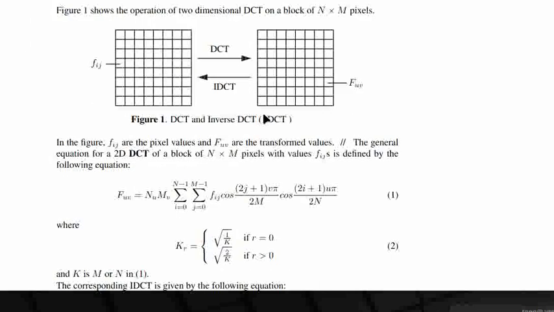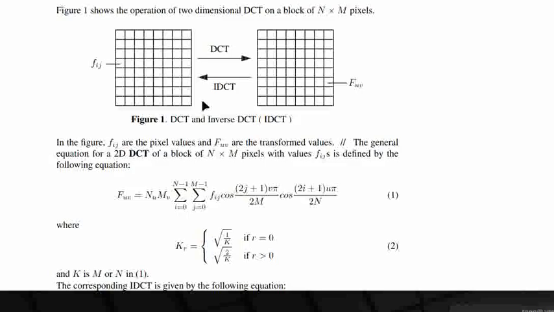This figure illustrates the operation of a two-dimensional discrete cosine transform, DCT, applied to an n times m block of pixels or samples. In the figure, Fij represents the original pixel values, while FUV denotes the transformed values in the frequency domain. The process is reversible, meaning the original Fij values can be fully recovered using an inverse DCT, IDCT. Apart from minor rounding errors, no information is lost during the transformation.